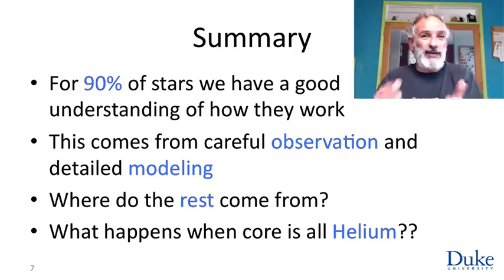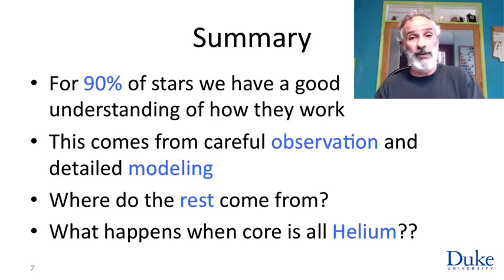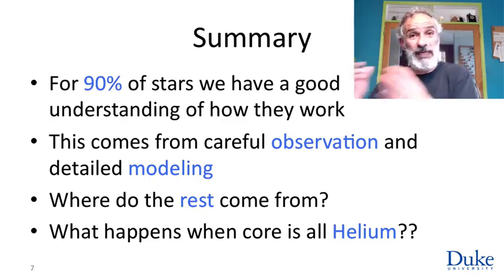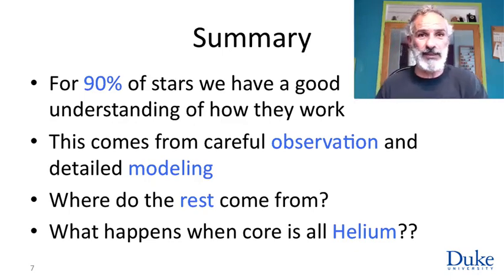What about the rest? Not all stars are main sequence stars. We need to understand where the rest come from. A related question, it turns out, will be, well, what was the Sun like before it became a main sequence star? And even more excitingly, what happens when the hydrogen runs out and it can no longer be a main sequence star? And that is what we're going to start studying next.